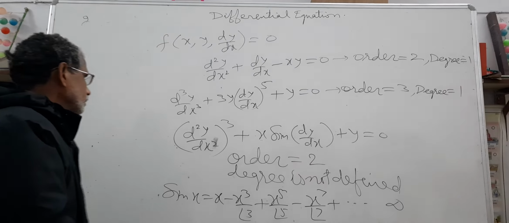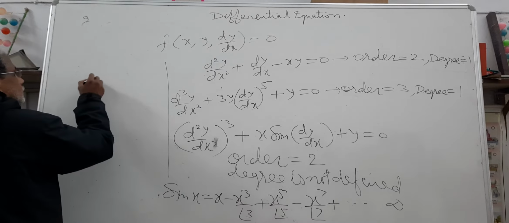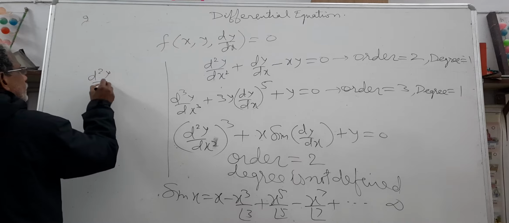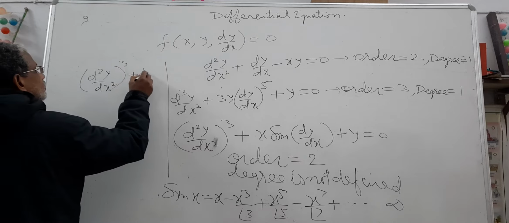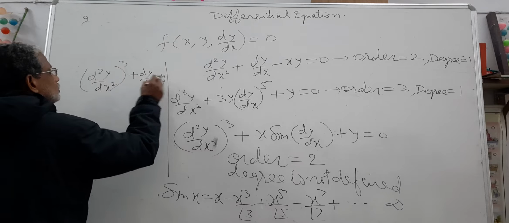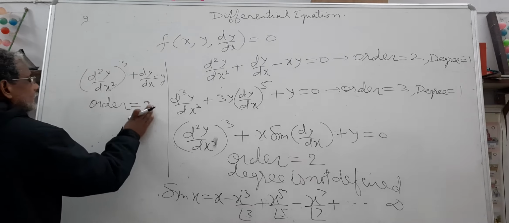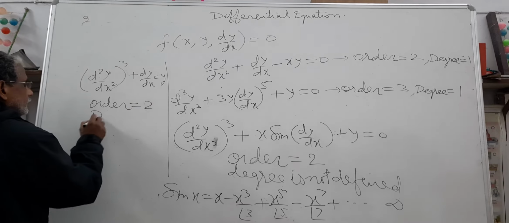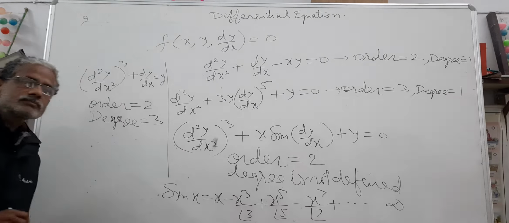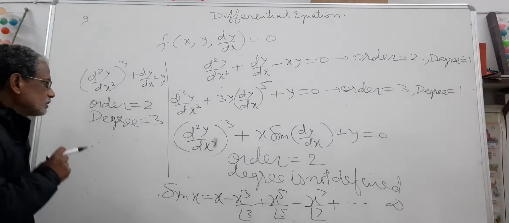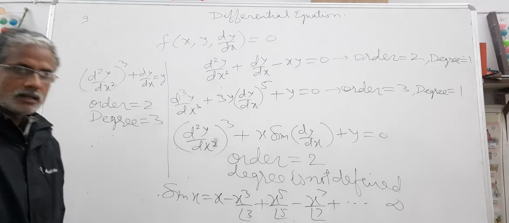And if we take another example, (d²y/dx²)³ plus dy/dx is equal to y. So here the order is 2, and degree is 3. So this is the order and degree of a differential equation.